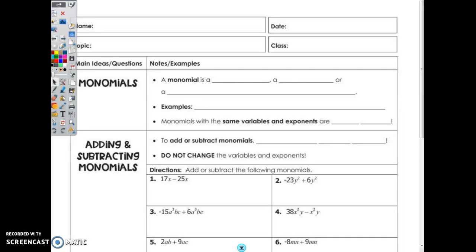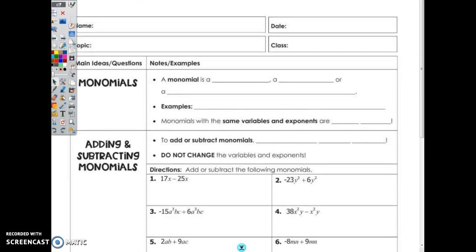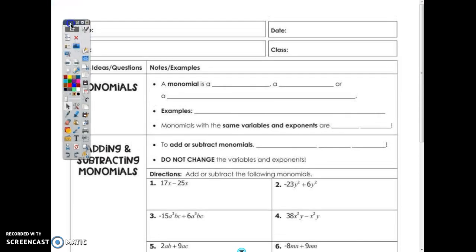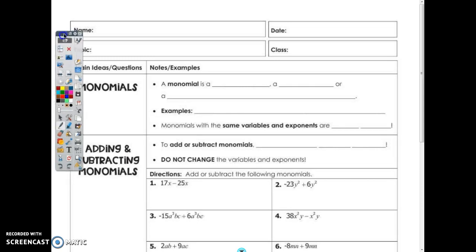Okay, today we will be combining like terms by adding and subtracting monomials and polynomials. So I'm going to start off with some notes. I'm going to do some examples with you, and then I'll let you do your own thing. So first of all, let's fill out these notes.